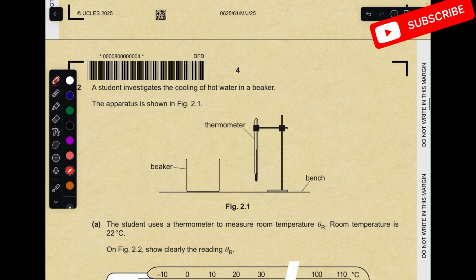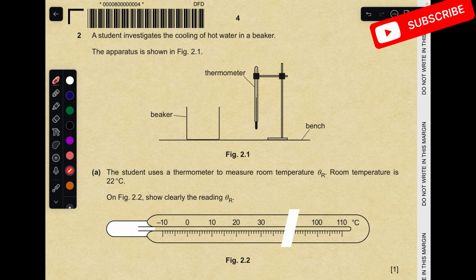Two, this is from the thermal part. Okay, first one was from the general physics. This is from the thermal physics.